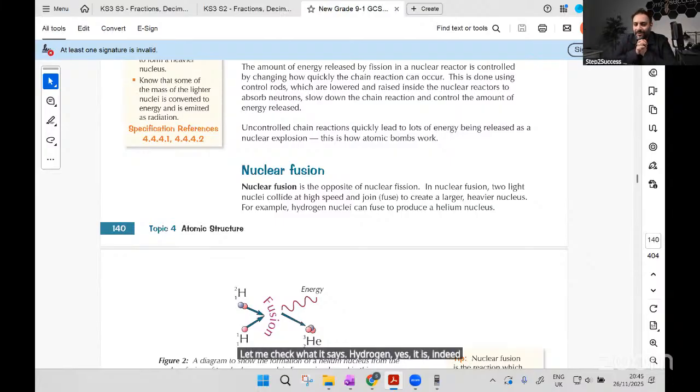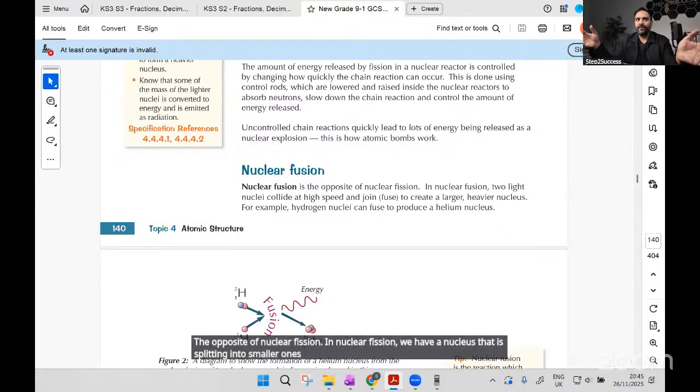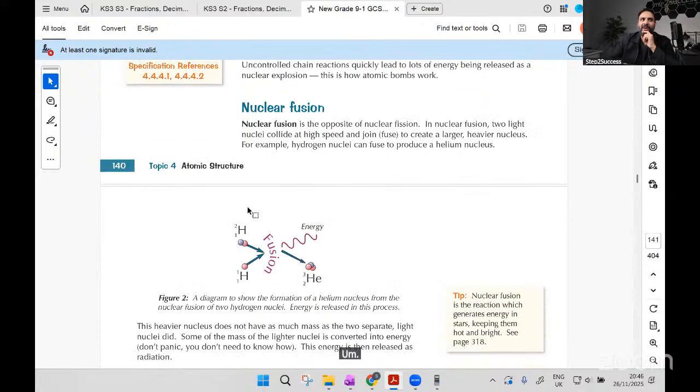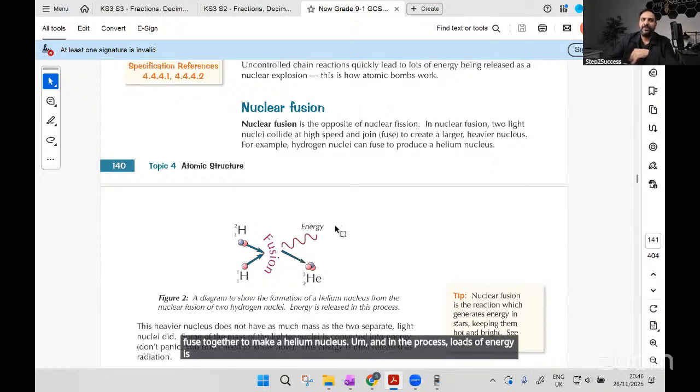So nuclear fusion is the opposite of nuclear fission. In nuclear fission, we have a nucleus that is splitting into smaller ones, whereas in fusion, we have smaller ones joining together to create a bigger one. Right. Literally the exact opposite. And the way that works is two hydrogen nuclei fuse together to make a helium nucleus. And in the process, loads of energy is released. So again, both nuclear fusion and fission release loads and loads of energy.